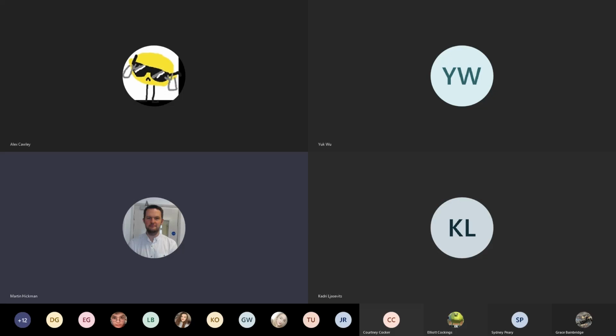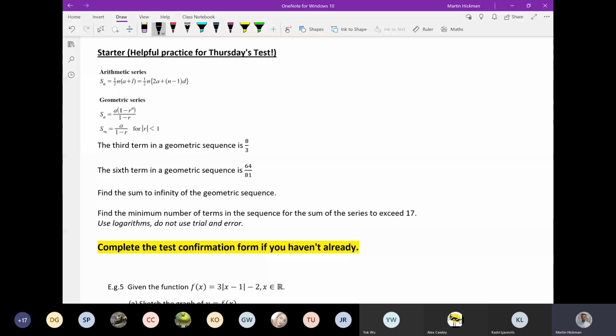I put this question here because it's good practice for your test on Thursday. Just to remind you a bit of geometric sequences and also a bit of logs. Logs and exponentials come up everywhere, whether in this part of the course or in the function work you've been doing recently, especially in second year. So it's really good to get used to those sorts of questions.